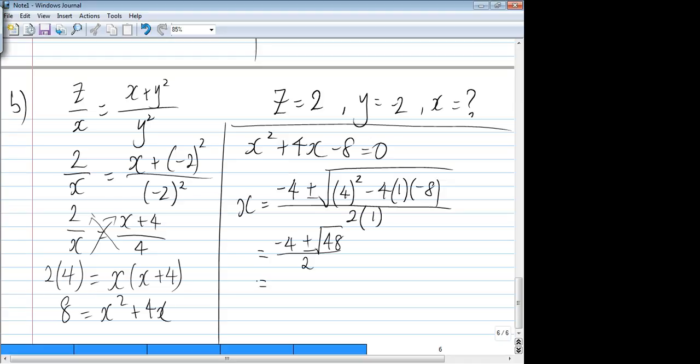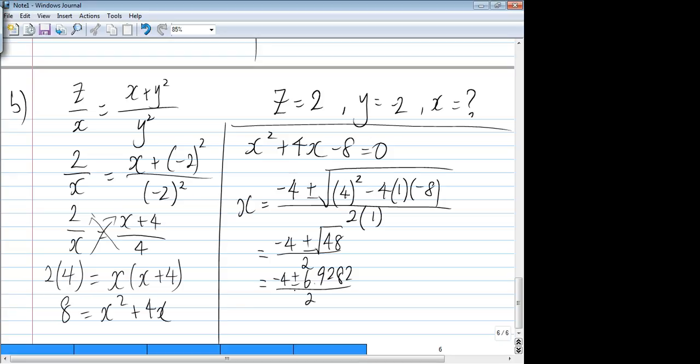So now I'm going to have 2 answers. What is the square root of 48? Square root 48 is 6.9282 to 5 SF. Okay, so this is -4 plus minus 6.9282 over 2. And there will be 2 answers because of this plus and minus.